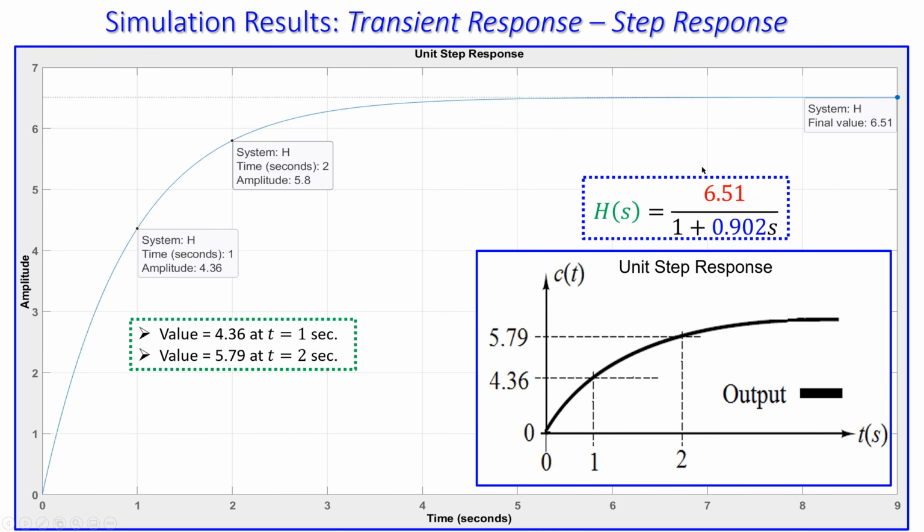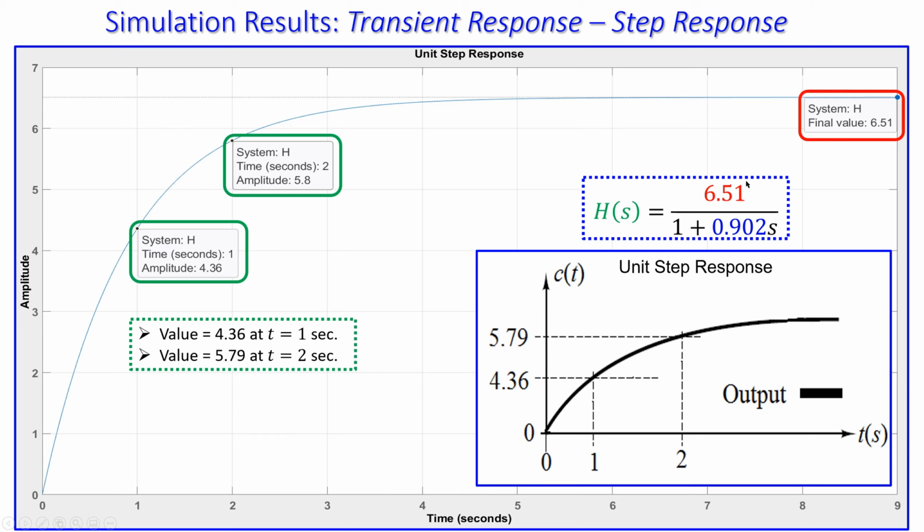So I have this transfer function. I can see the first point is correct. The second point is here at 2, where I need 5.79, and it has 5.8, which is very close to what I have. This might be due to rounding errors, but that is very close to what we actually have. I also see that the final value is 6.51, which is shown here.